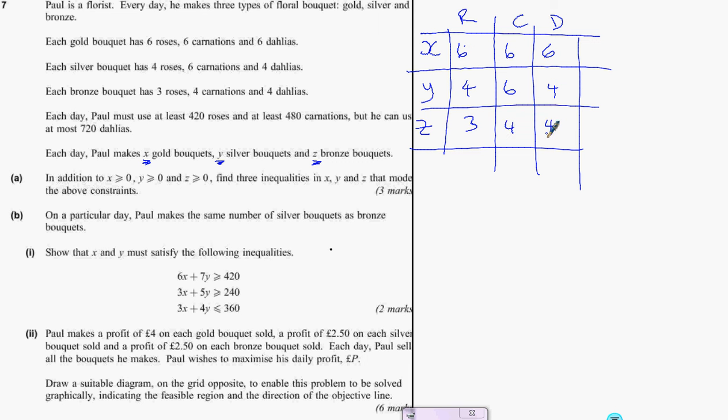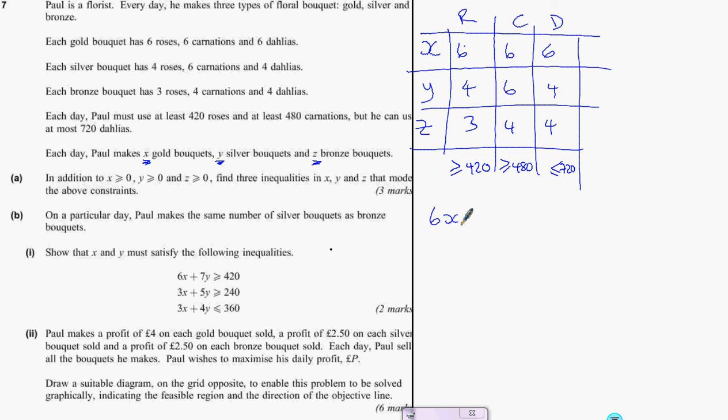Paul then decides he wants at least 420 roses, which means this could be greater than or equal to 420. He wants at least 480 carnations, so the minimum is 480, so he wants more than that in carnations, but he wants at most, he wants less than or equal to 720 on the dahlias, whatever they are.